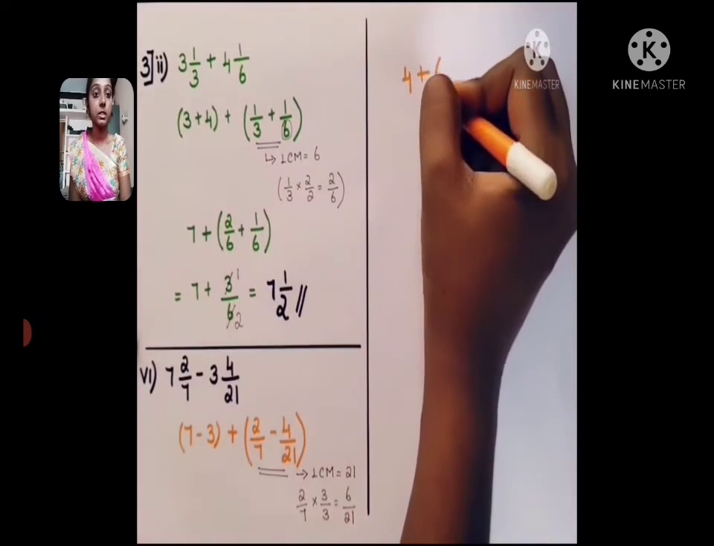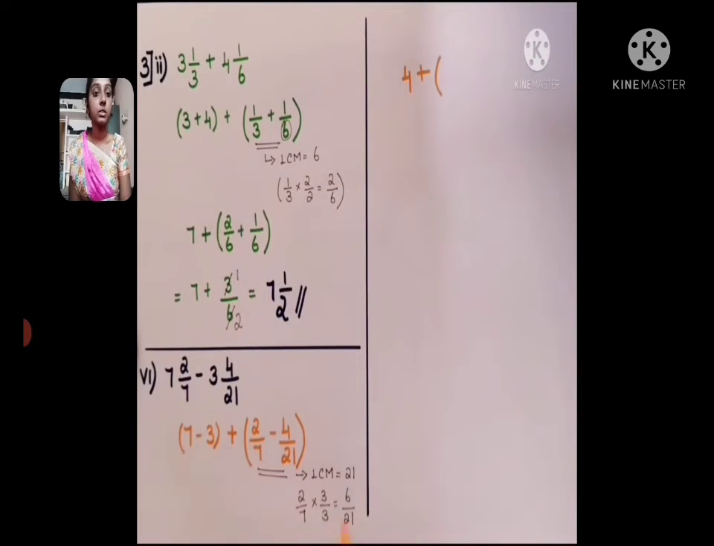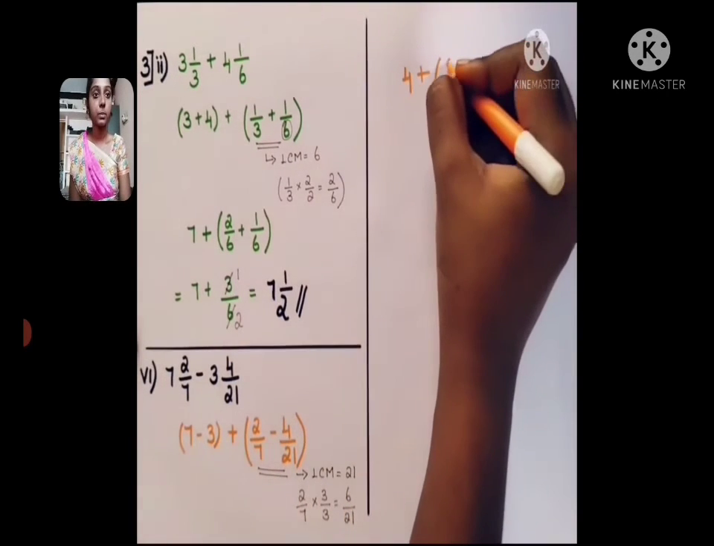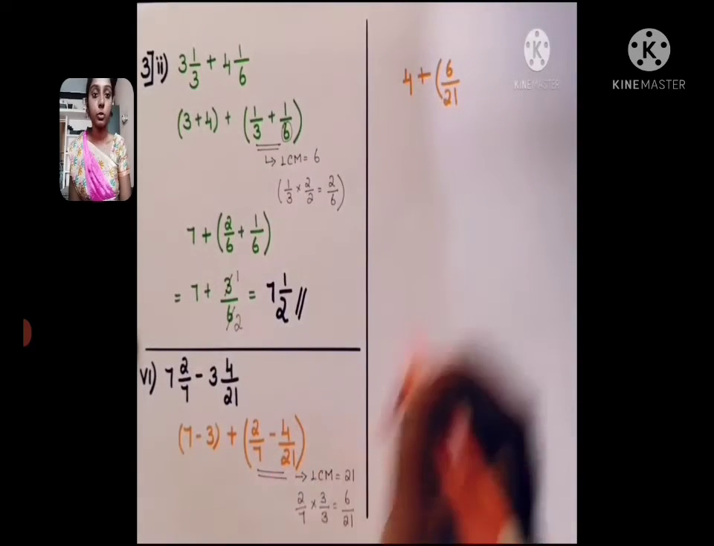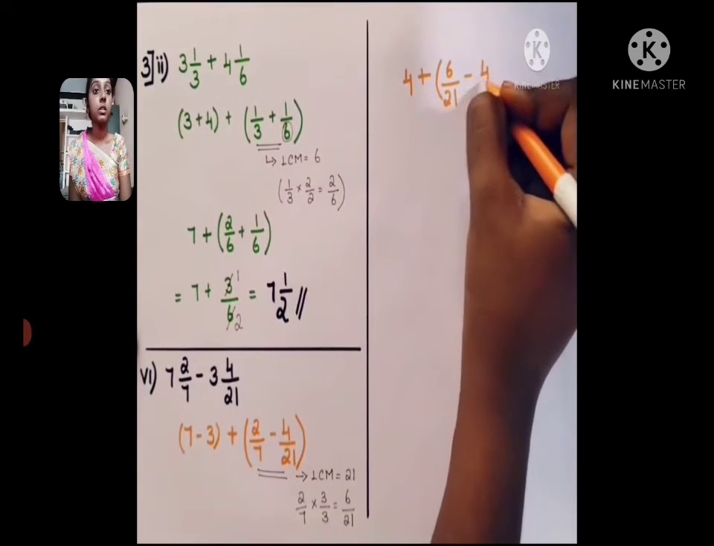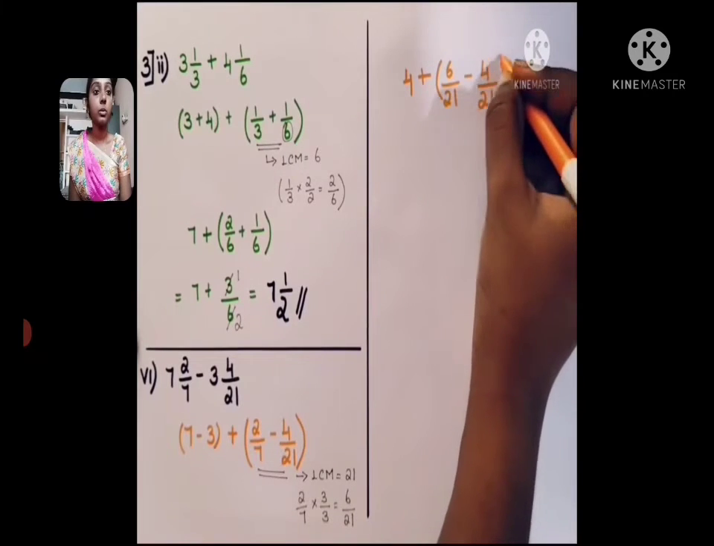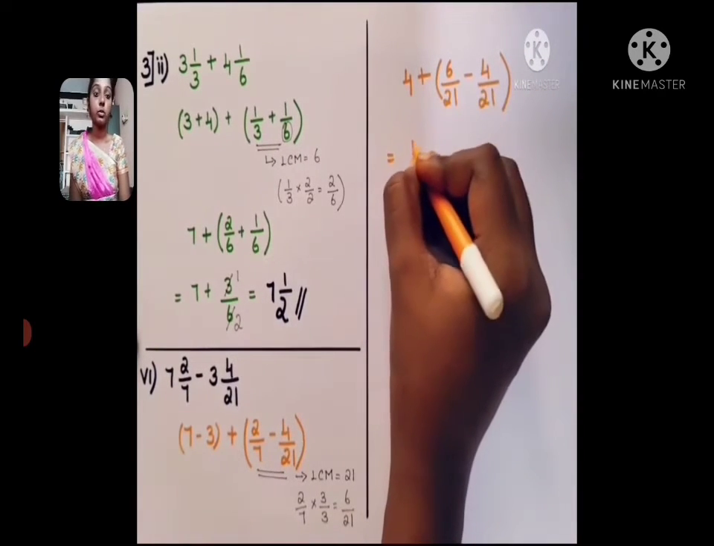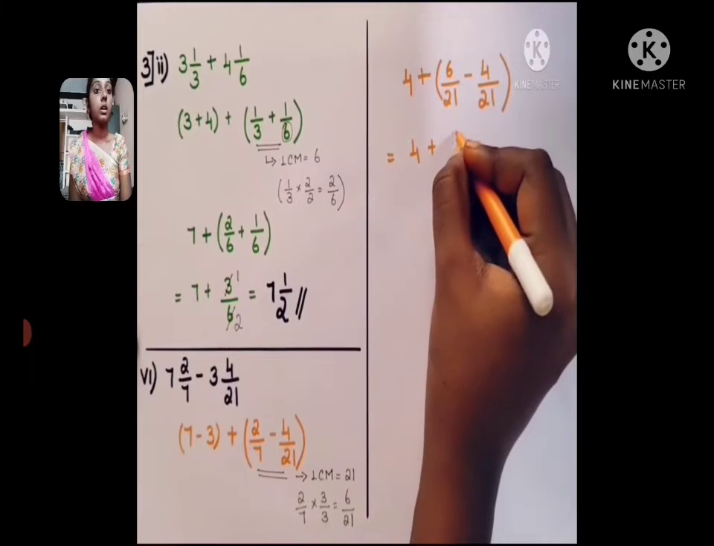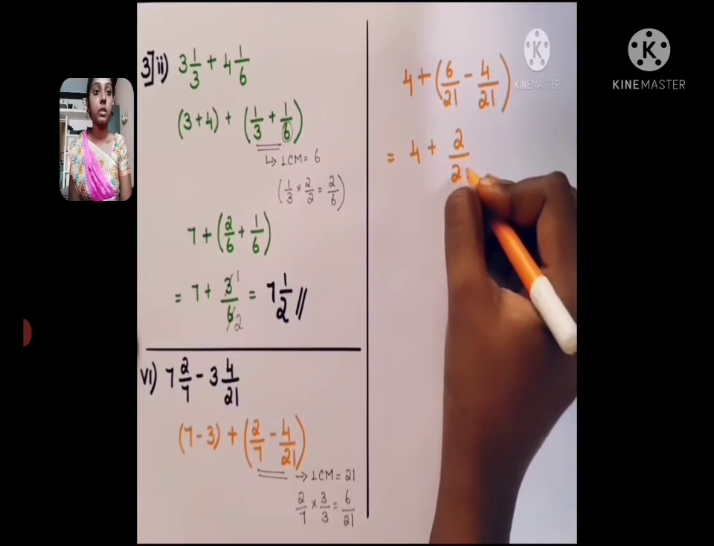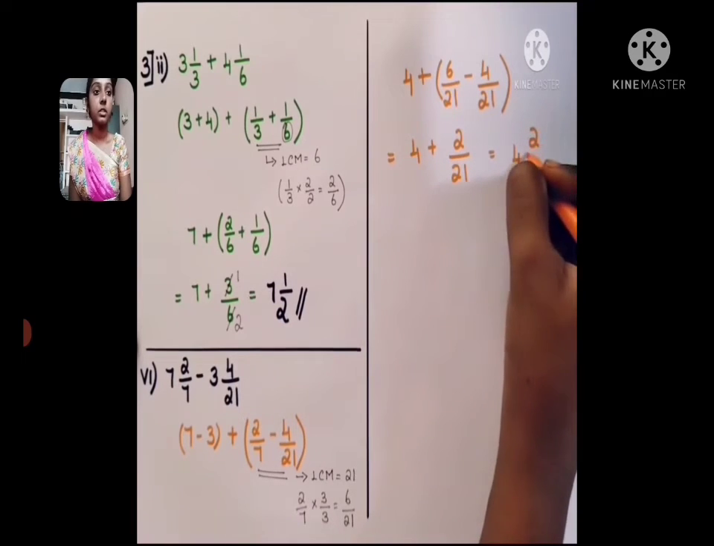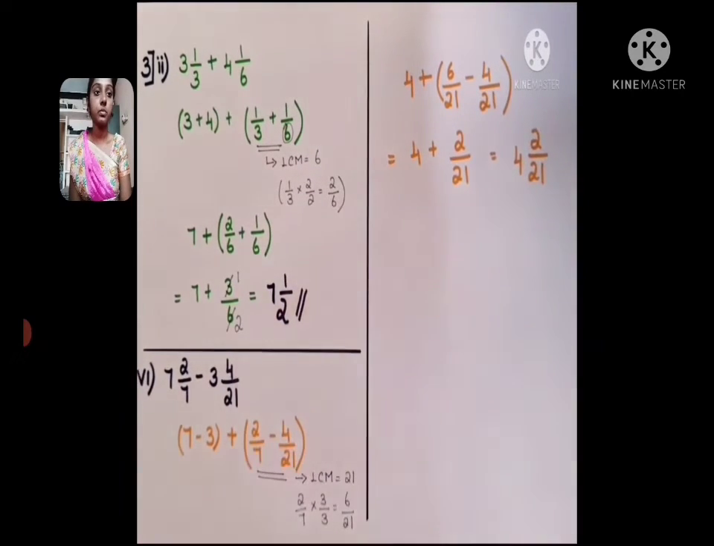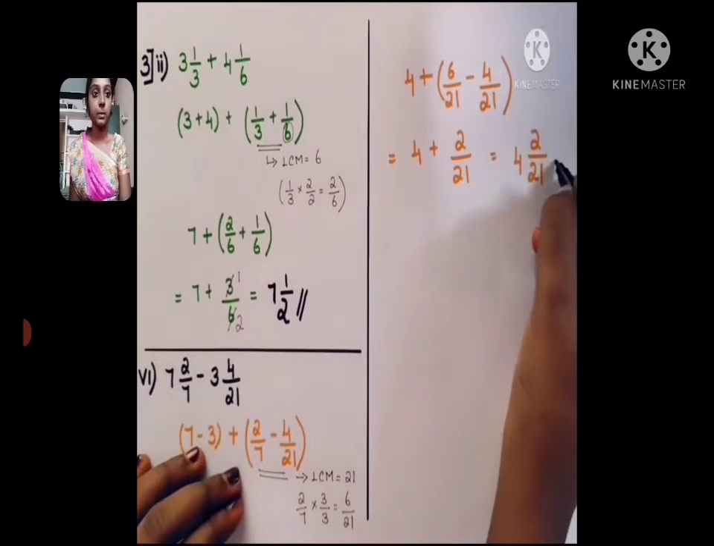The difference of the whole numbers is 4, and to find the difference of the proper fractions, we replace the equivalent fraction, so we get 6 by 21 minus 4 by 21. The difference of the whole numbers we have got is 4, and the difference of the proper fractions is 6 minus 4 by 21, which is 2 by 21. And adding these both, we will get 4 2 by 21, which is the required answer.